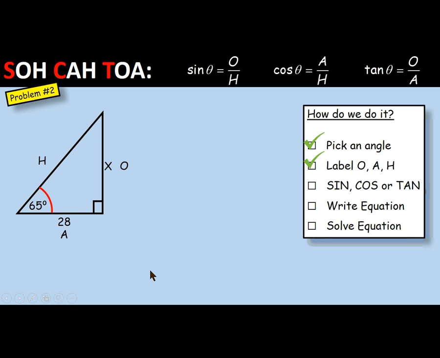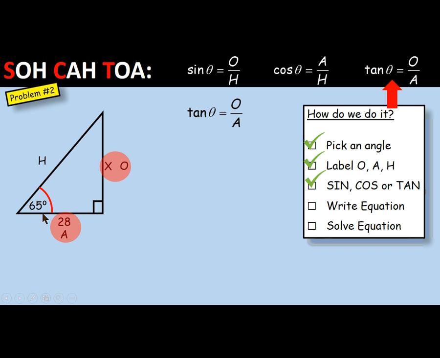So we're going to use these two sides, the 28 and the X. It's an O and an A. So which trig function uses O and A? All right, this is a tangent problem. So awesome, we got a tangent problem. Next, we're going to write our equation. We'll start with the blank equation. Tangent of theta is O over A.